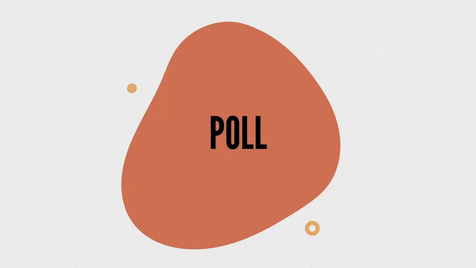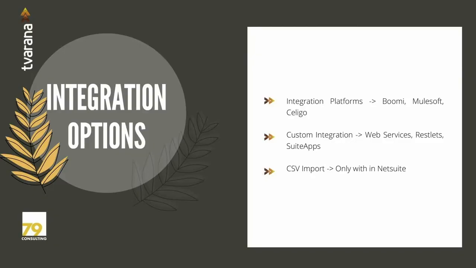Okay, Shravanti, can you now tell us a bit more about what options are available for integrations in NetSuite? Yeah, so as I mentioned earlier, there are multiple ways to integrate. And again, each type has multiple options. First one being integration platforms, which could be done with Boomi, MuleSoft, Celigo, etc. Custom integration options are web services, RESTlets, and Suite apps. And for CSV imports, which is available within NetSuite.